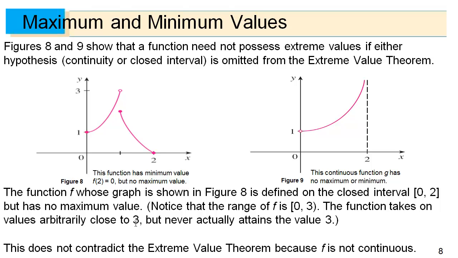Now this doesn't contradict the extreme value theorem for a couple really important things. This function isn't continuous, so that's why it doesn't contradict the extreme value theorem, because the extreme value theorem says the function has to be continuous. This function isn't on a closed interval, it's on an open interval, right? So those two parts of the extreme value theorem are very important. It has to be a continuous function, has to be on a closed interval. Otherwise, you can get these type of oddball examples that contradict the theorem.